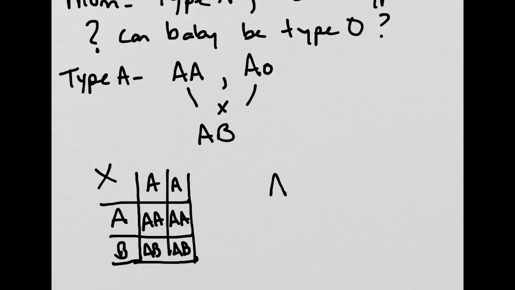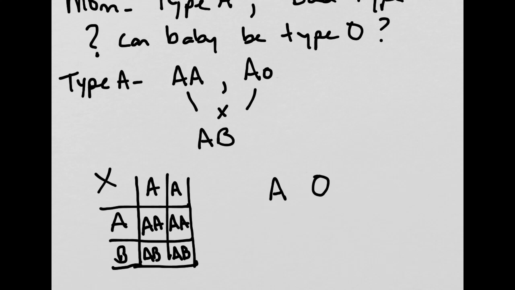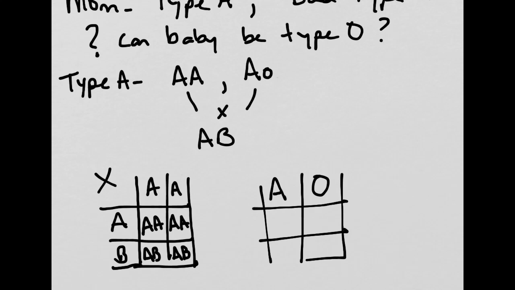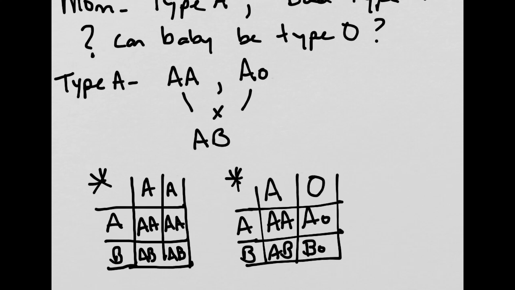Well, now we've got Mom is AO and Dad is AB. Is it possible to get a baby that's type O here? Let's see, there's type A, type AO, type AB, type BO. So nope, not possible to get a type O out of a parent combination that is type A and type AB. All right, let's move on to another question.